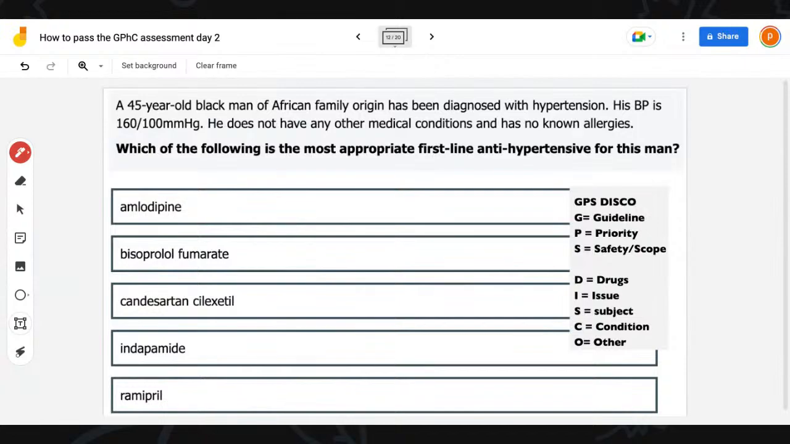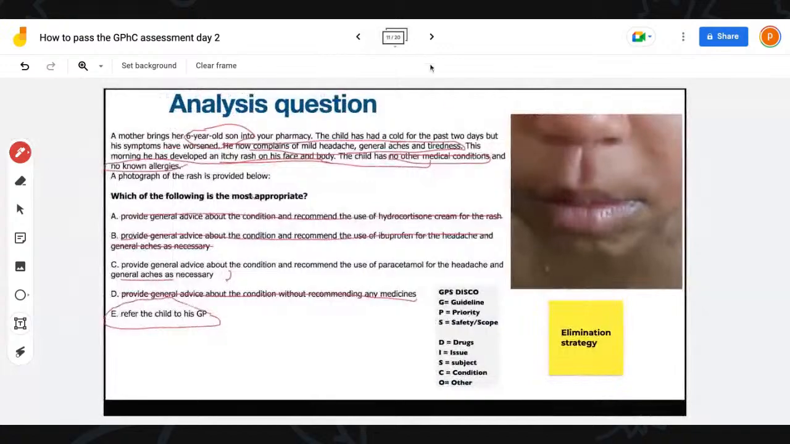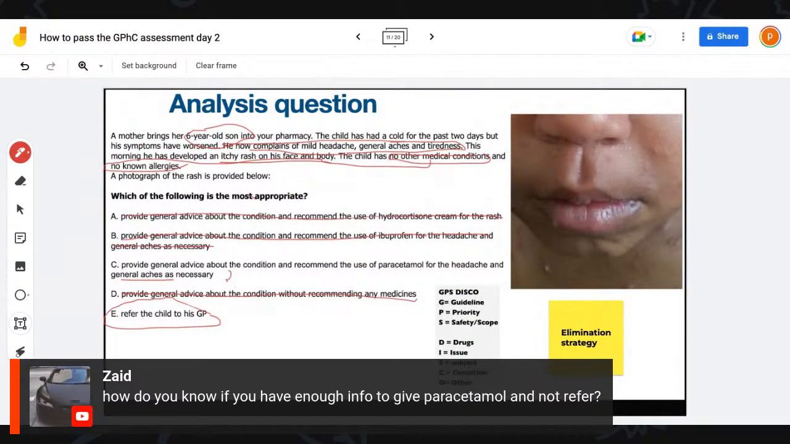So Zaid was asking, how do you know if you have enough to give paracetamol and not to refer this patient? Sorry, guys, for 1 second, let me go back because I want to answer your questions. And this is where your critical thinking comes in. Sorry, I'll just go back one because someone's asked a question, which I really want to answer, right? Because it's an important question.